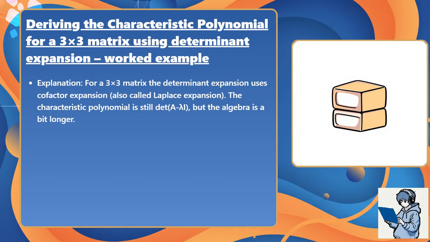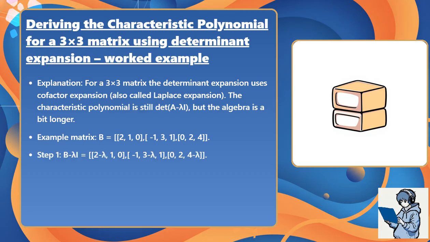For a 3 by 3 matrix, the determinant expansion uses cofactor expansion, also called Laplace expansion. The characteristic polynomial is still the determinant of A minus lambda I, but the algebra is a bit longer. Example: matrix B equals a matrix with rows 2, 1, 0; negative 1, 3, 1; 0, 2, 4. Step 1, B minus lambda I equals a matrix with rows 2 minus lambda, 1, 0; negative 1, 3 minus lambda, 1; 0, 2, 4 minus lambda. Step 2, expand the determinant along the first row. Any row or column works.